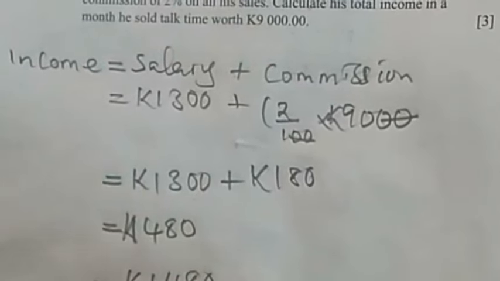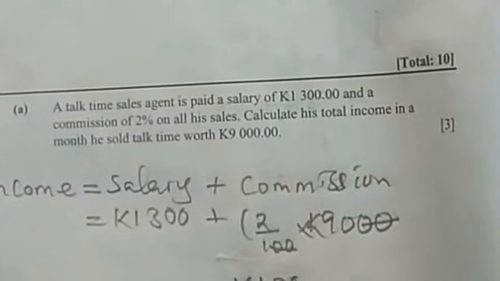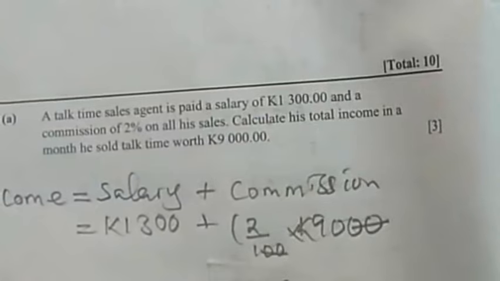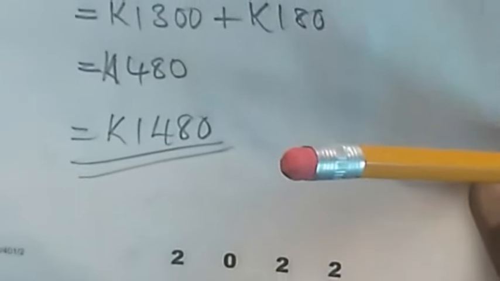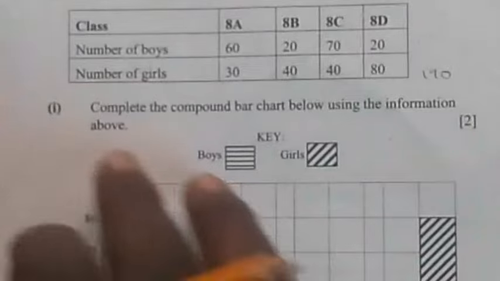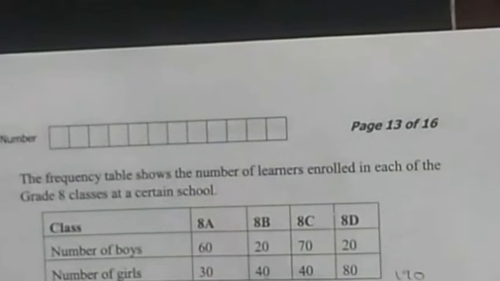So the amount he got paid was 1,480 kwacha. That was his income that particular month, where he sold talk time for 9,000 when his commission is 2%. He got paid 1,480 kwacha. Okay, so that was the correct answer. We can go to the next questions. Please, if you have got questions, I'm here to respond to them. You can ask in the comment section.